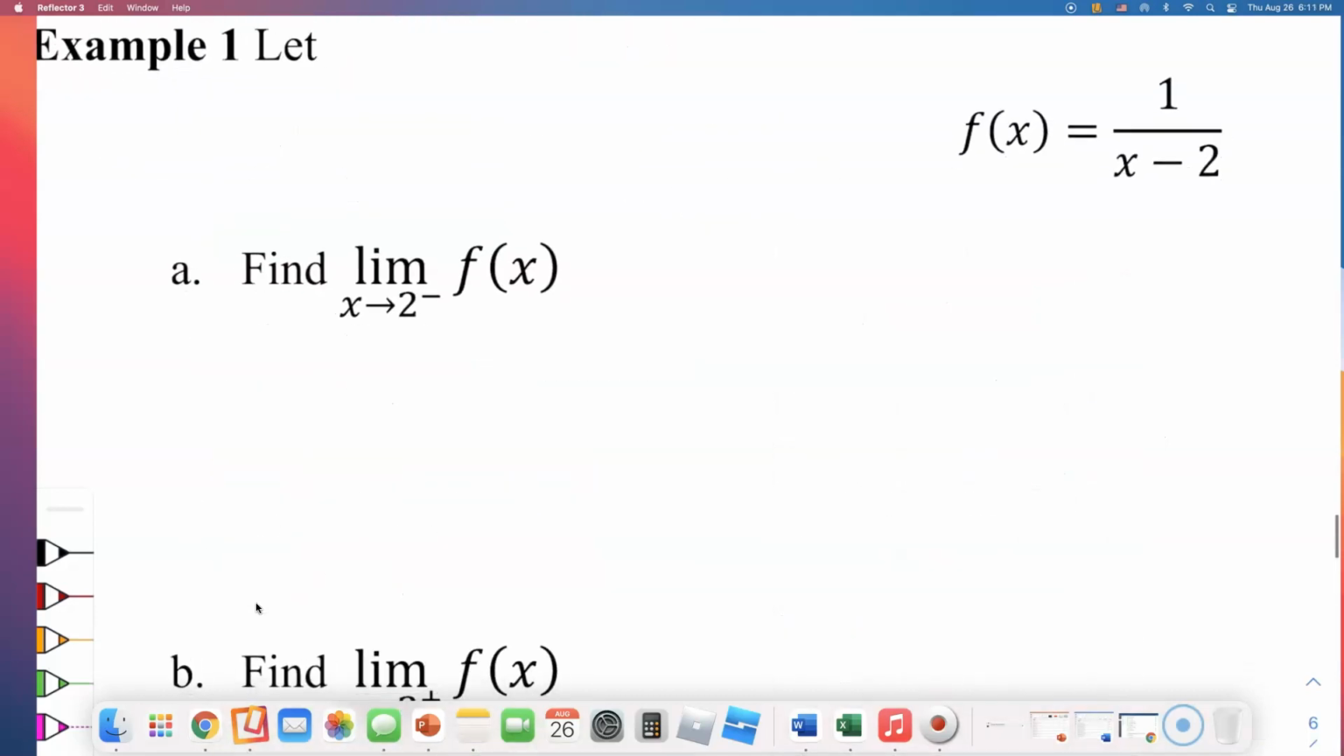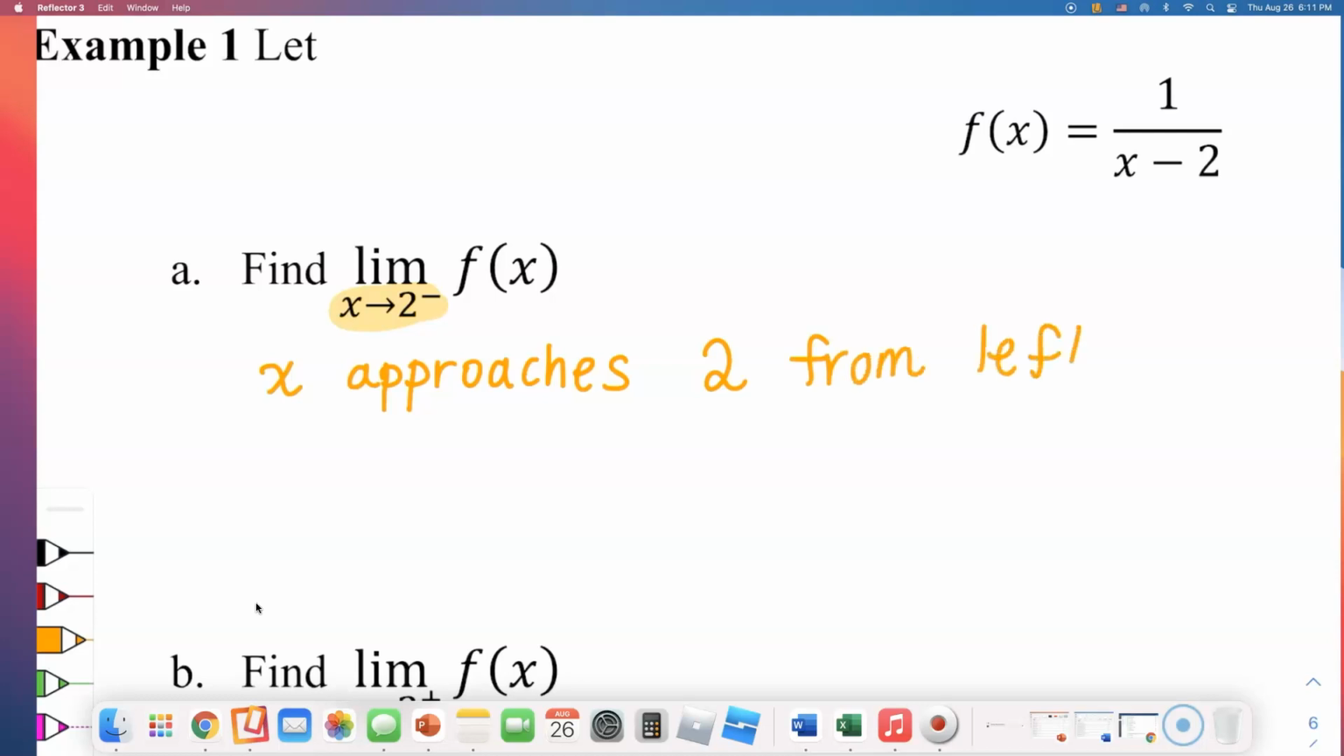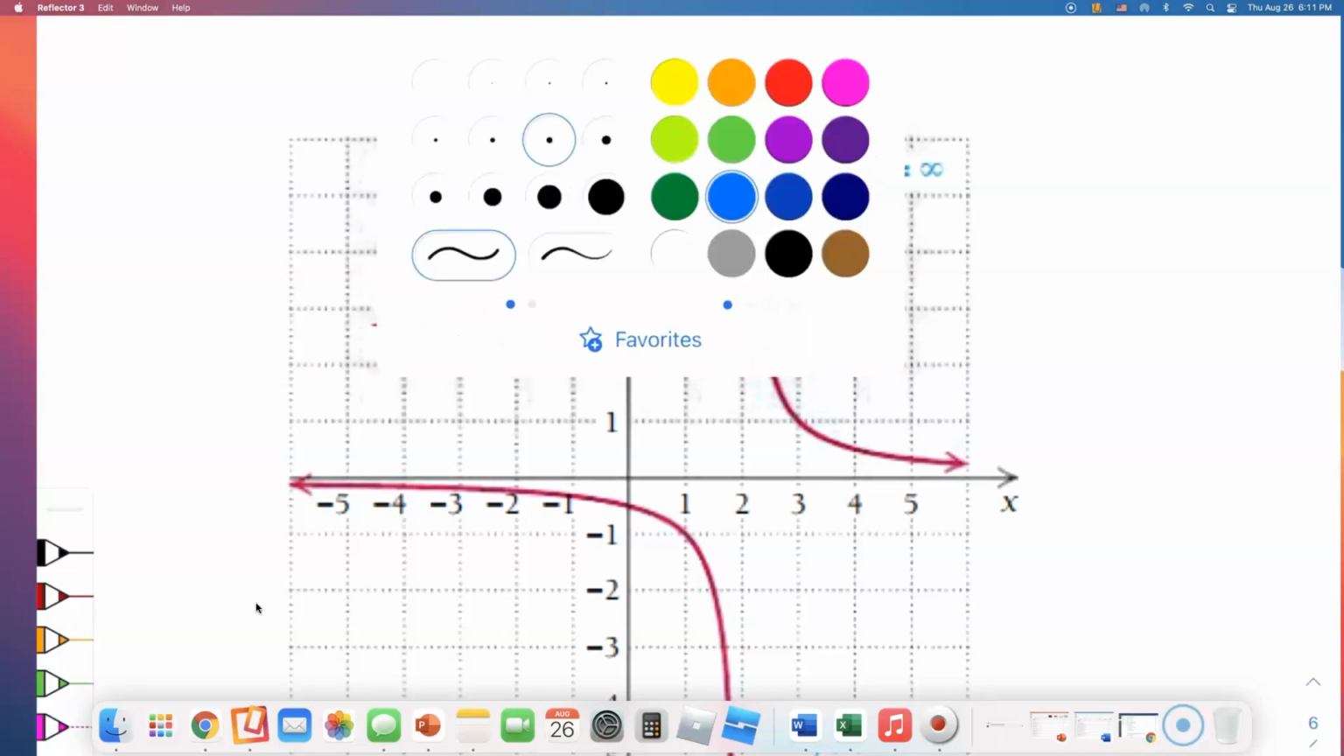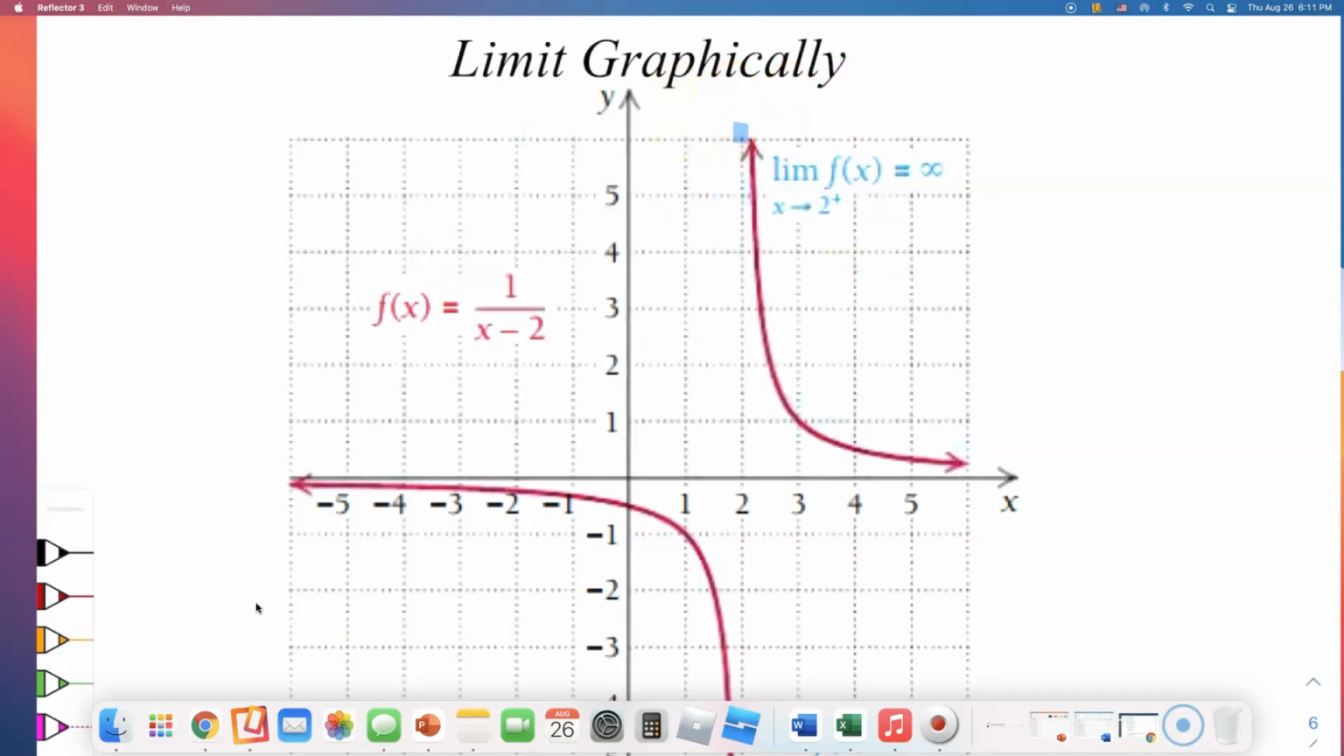So first one, we are asked to find the limit of f of x as x approaches positive 2 from the left. So let's take a look at the graph because I already have that graph for you. If you look at the graph right here, we have a vertical asymptote at x equals 2. I'll go ahead and use a dotted line for that.